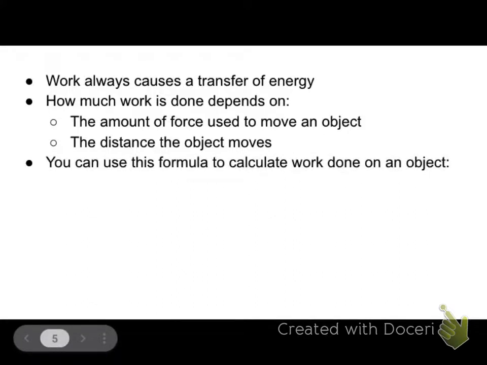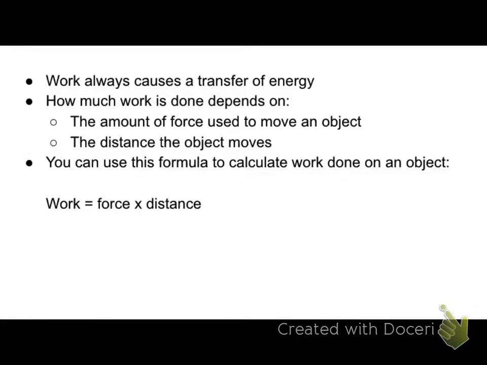You can use the following formula to calculate when work is done on an object. Work is equal to force times distance. In this situation, when we say force, we mean the force applied to the object, not just any random force. And when we say distance, we mean the distance that the object moves while the force is being applied.